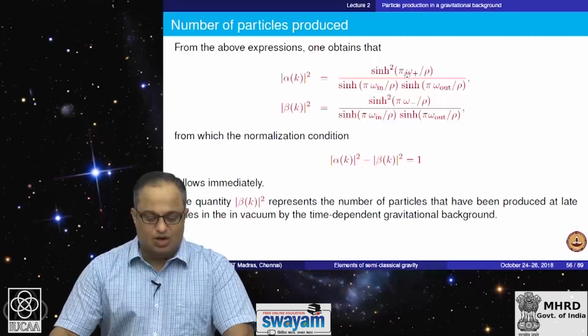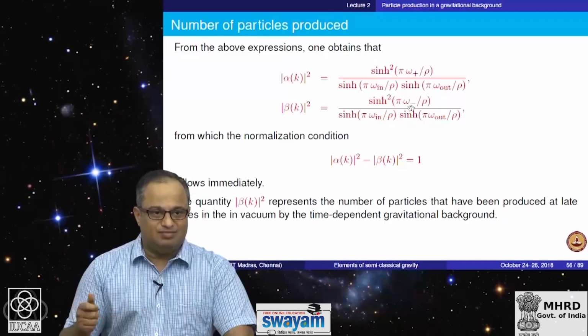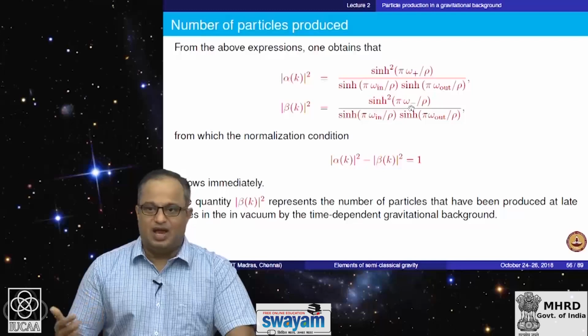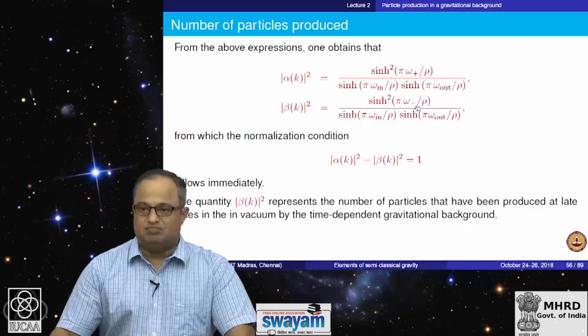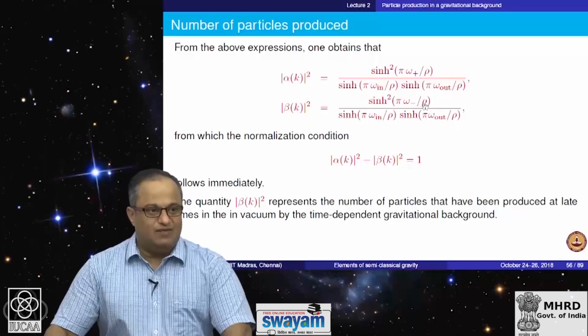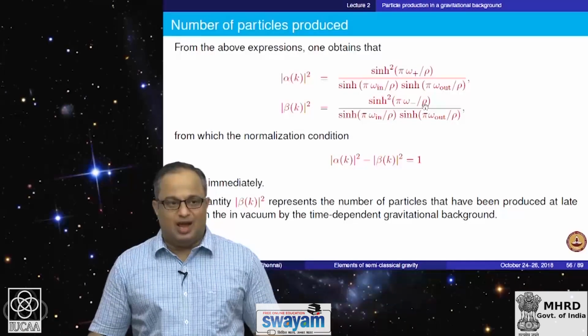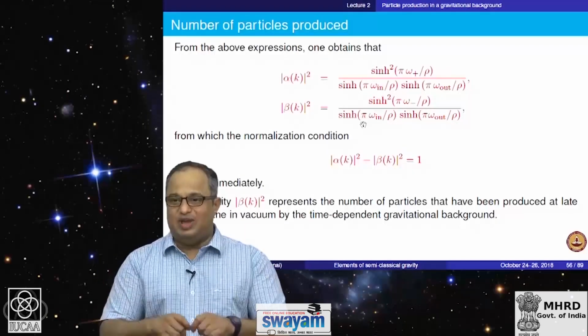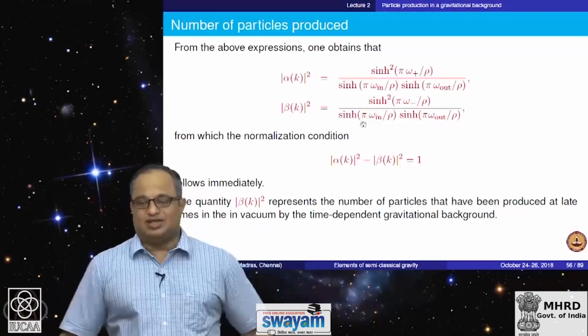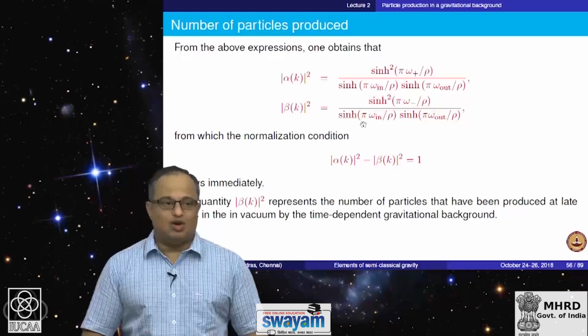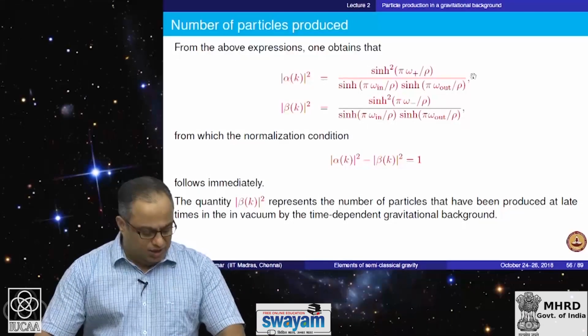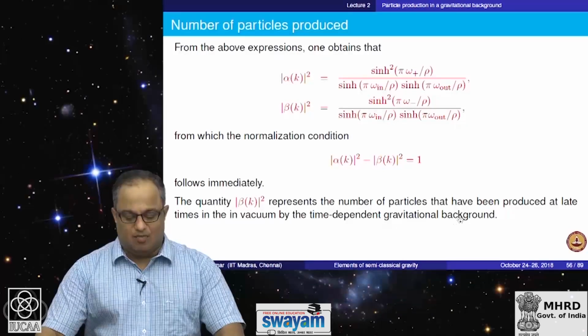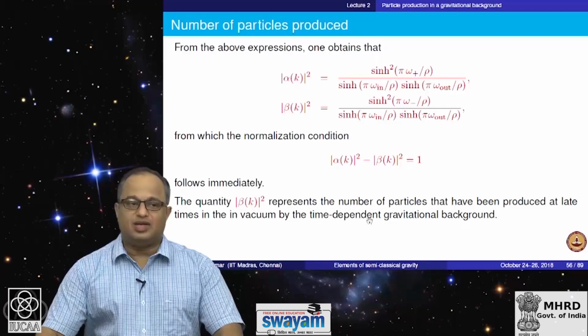Another thing to notice is what happens. Remember, omega plus and omega minus are the sum and the difference of omega in and omega out. Notice omega minus is (omega out minus omega in)/2. When omega out is equal to omega in, this vanishes, and beta is 0. It just corresponds to A equal to B, which means you just have a purely Minkowski background, and therefore there is no non-trivial evolution. And this quantity |beta|^2 represents the number of particles that are being produced at late times in the in vacuum by the time dependent gravitational field.